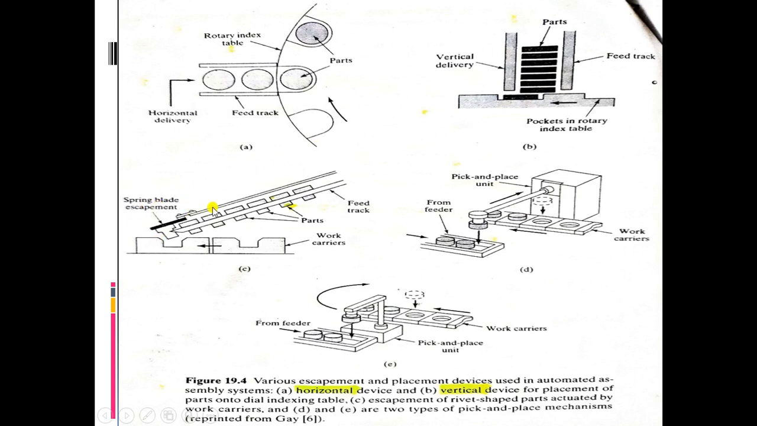Then spring blade escapement is there. So this is a feed track and these are the parts. Then this is a work carrier. So whenever this feed track is coming here, this spring blade escapement will provide the parts to this work carrier.